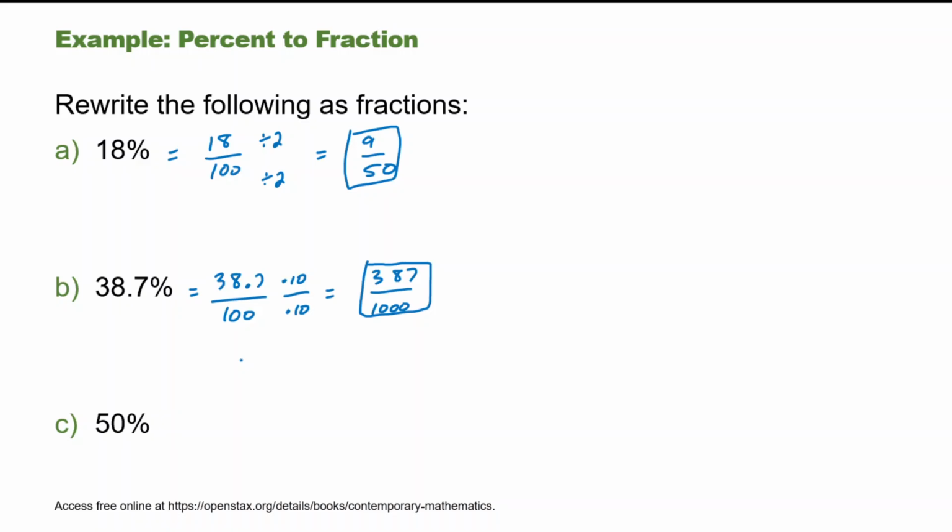Part C, 50%. 50% is equal to 50 divided by 100, which reduces numerator and denominator by 50. So we can divide each of those by 50. So this is equal to 1/2.